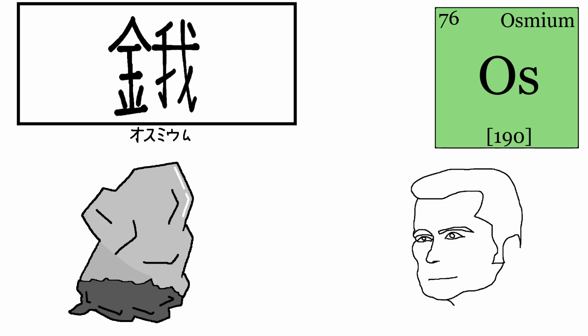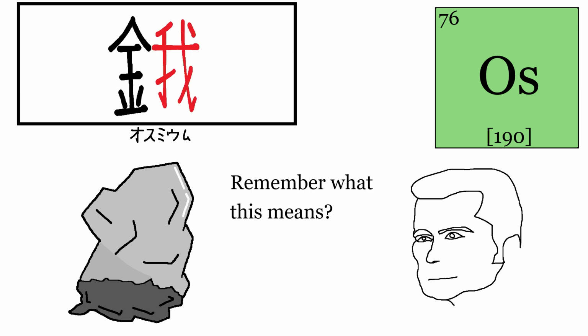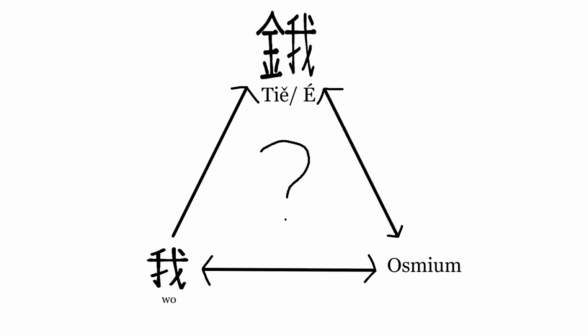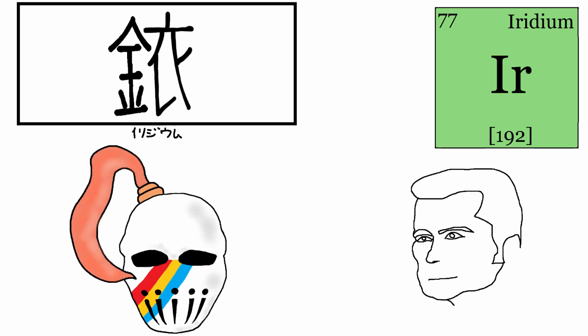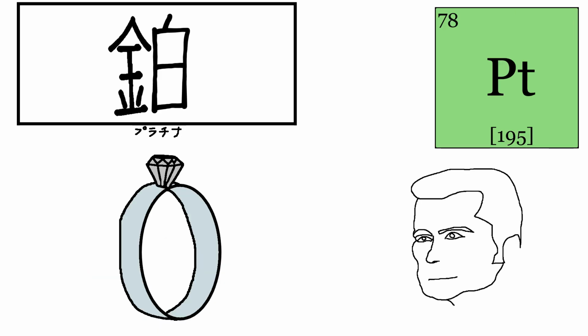Osmium, depending on the dialect, is either tie or e. Why? Because I made it. Real answer? I don't know. I'm certain that they use this kanji because they sound similar, but I have zero clue why it's called tie now. At least iridium makes sense. Yi. Platinum is written like this.